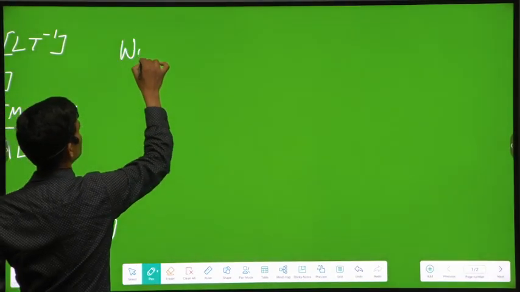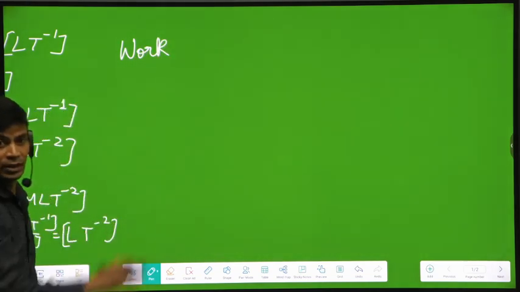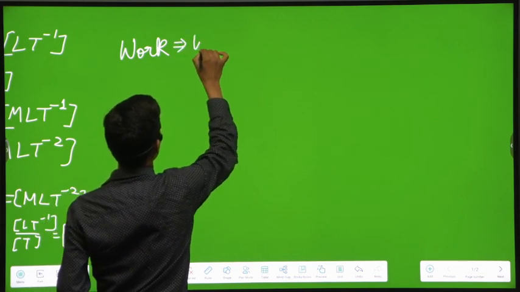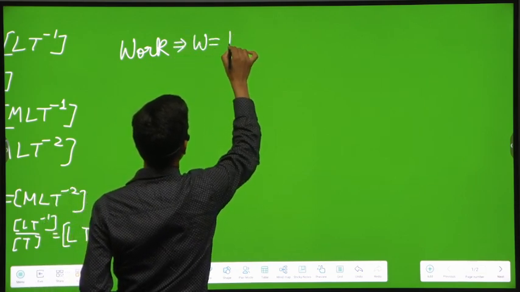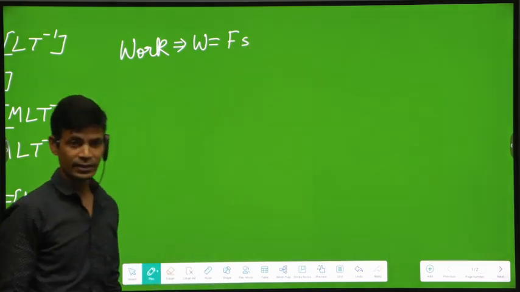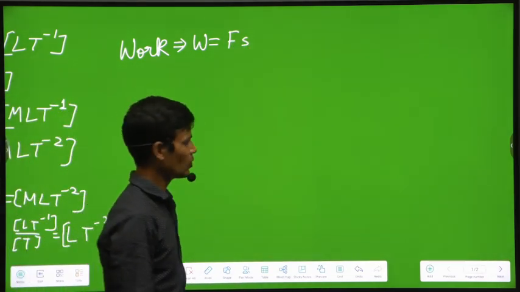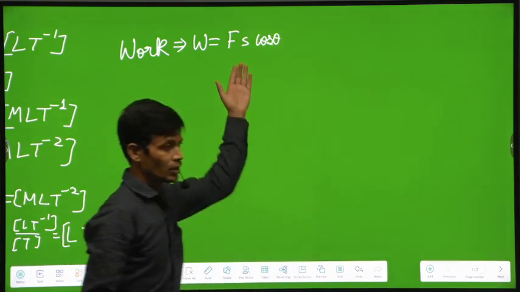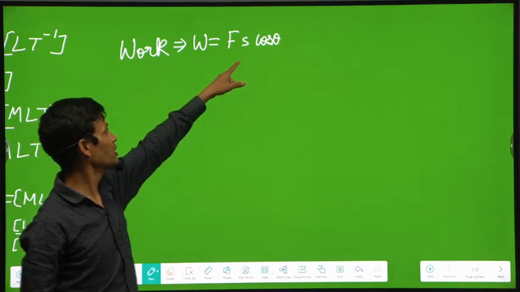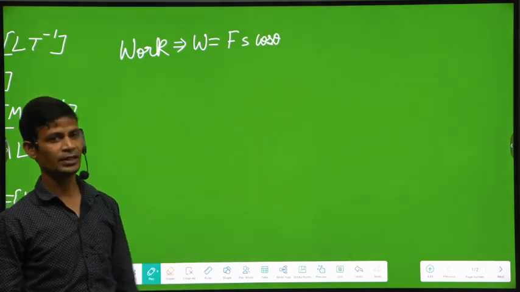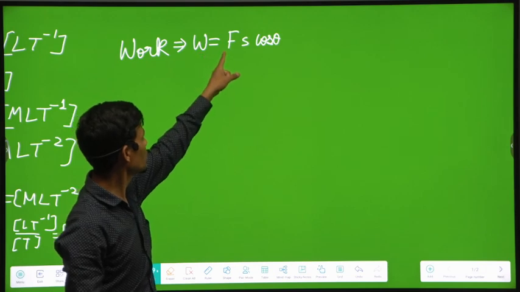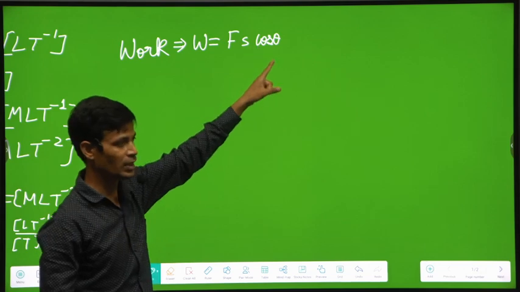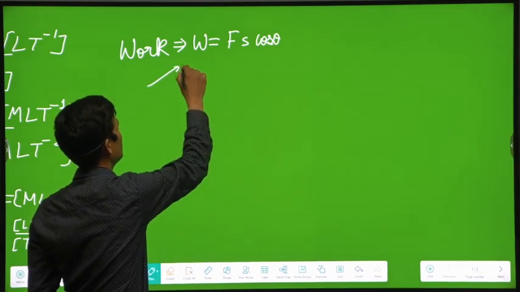Okay, so now moving on. Work. Now this is going to be interesting. So work. We know its formula is W equal to Fs. Till class 9th we know this formula, but in class 11th, cos theta. You are going to study why this cos theta stands here in the later sections. Okay, so work equal to force multiplied by displacement multiplied by cos theta, where theta is the angle between force and displacement.